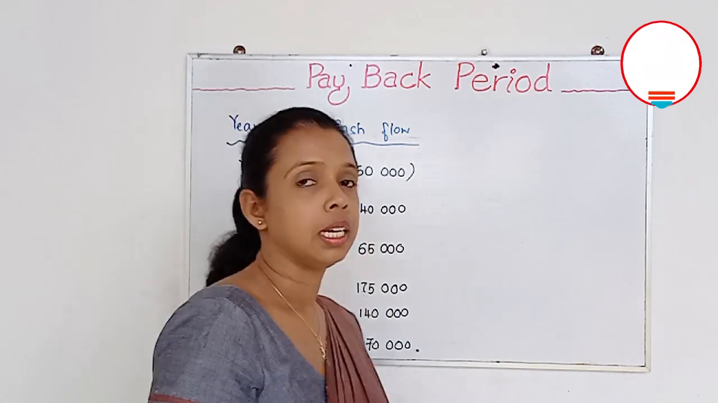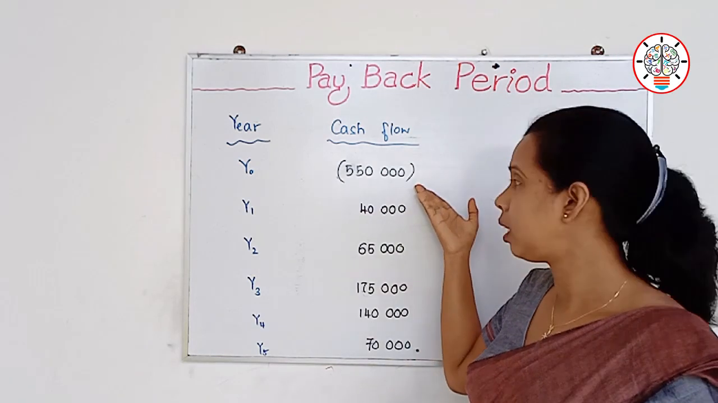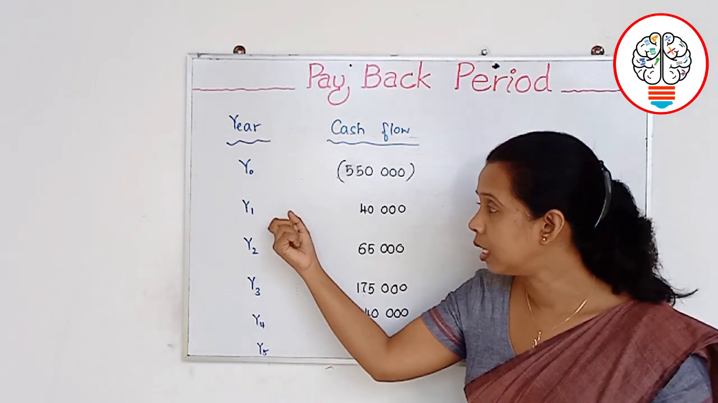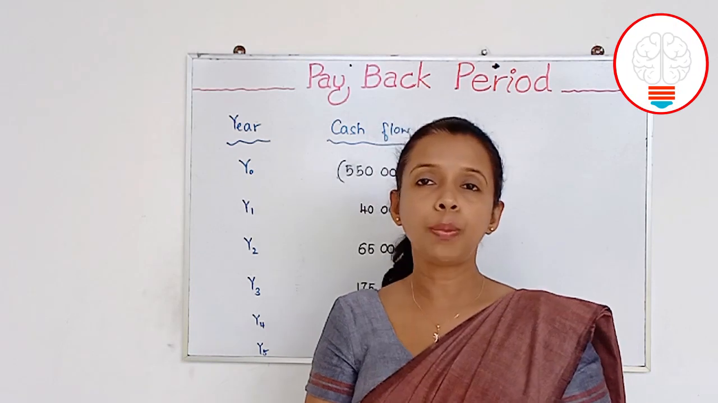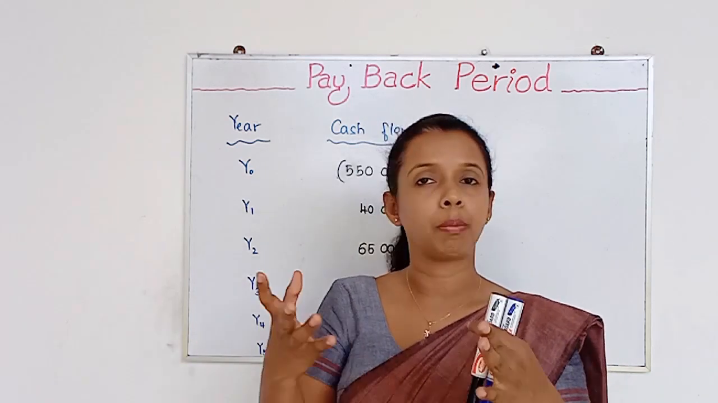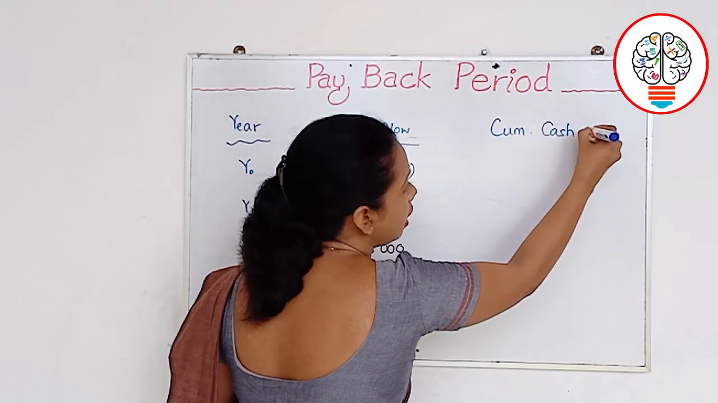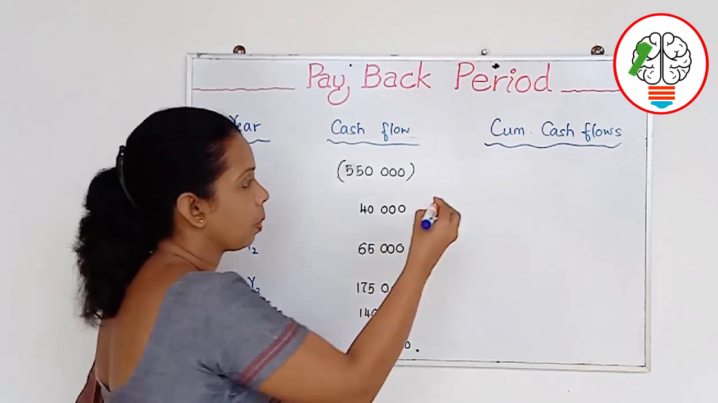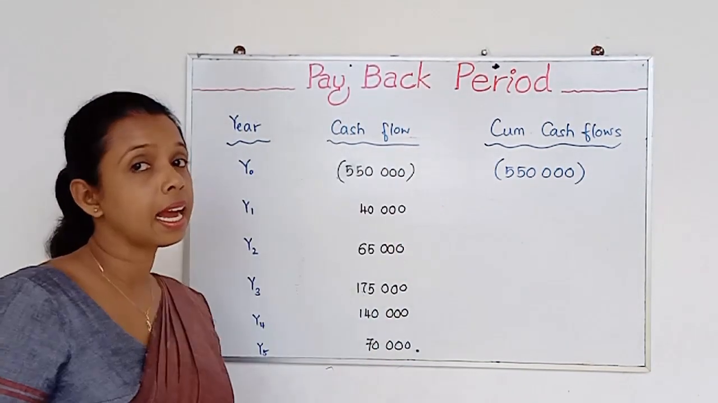Now tell me, earlier you simply calculated the payback period. Now what happened? You want to invest 550,000, and these are the cash inflows you are going to have at the end of years 1, 2, 3, 4, 5. Now how are we going to select? For this, you want to have cumulative cash flows over the lifetime of this project. So here I am going to have cumulative cash flows. Today, Y0, you have invested 550, so it's a cash outflow.